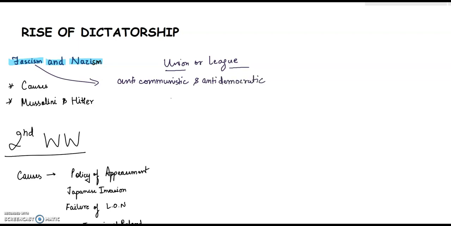You'll have to read the causes for the rise of fascism, which includes economic crisis and class conflicts, and the leadership provided by Mussolini. So these two leaders are the most important people in this whole chapter. Make sure that you read all the causes for the rise of fascism as well as Nazism. Similarity between ideologies of fascism and Nazism has been asked in previous years, so make sure you go through them once.